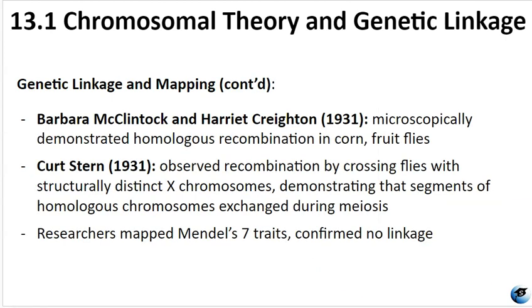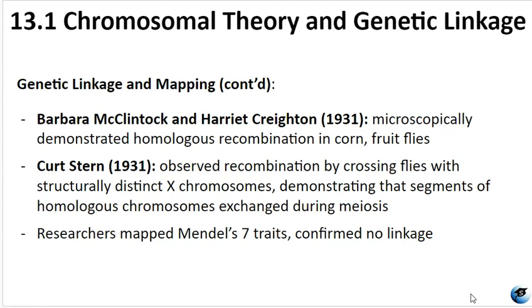In 1931, Barbara McClintock and Harriet Creighton demonstrated that there's crossover in homologous chromosomes in corn plants. And then weeks later, Curt Stern demonstrated microscopically that homologous recombination happens in Drosophila fruit flies. Stern observed several X-linked phenotypes that were associated with a structurally unusual and dissimilar X chromosome pair, in which one X was missing a small terminal segment and the other X was fused to a piece of the Y chromosome.